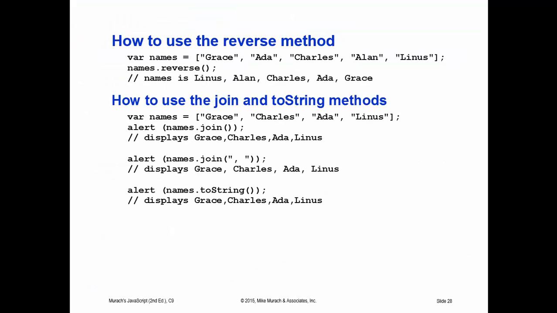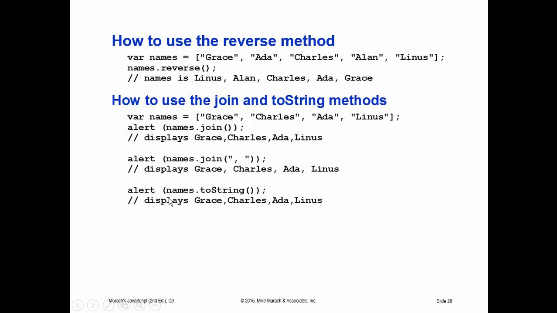There's the reverse method, which I mentioned to you earlier. Now, how to use the join and the toString methods. There are just so many different JavaScript array functions. It's almost impossible to get to all of them, but they show you some examples here. Notice that if you use join, what you end up getting in this case is alert names.join. It displays everything, and by default, I believe it puts the comma between them, but nothing else. Notice here we've done the same thing, but we said join them with a comma and a space, so it looks a little nicer.